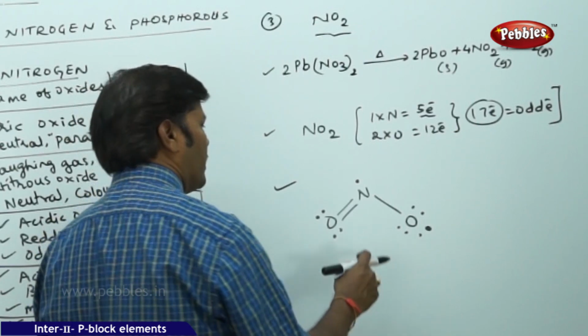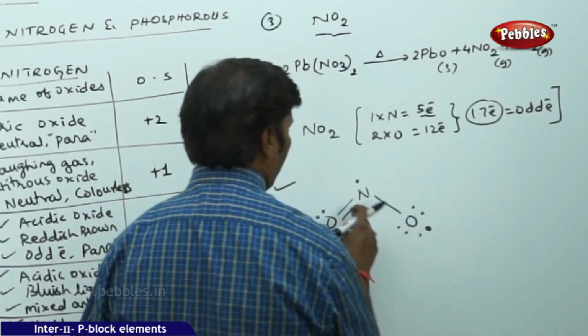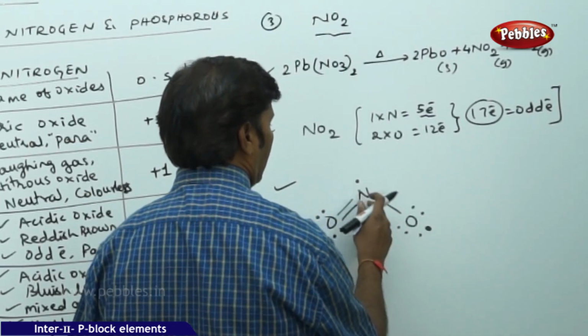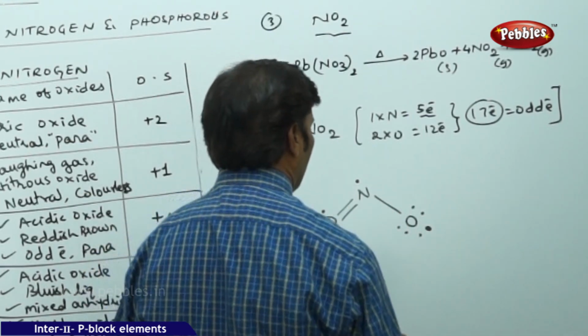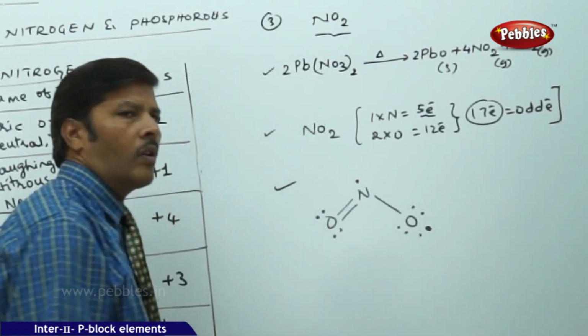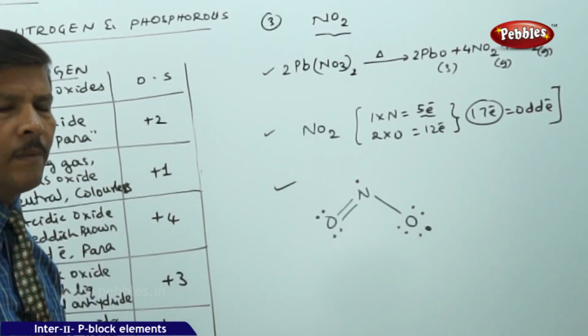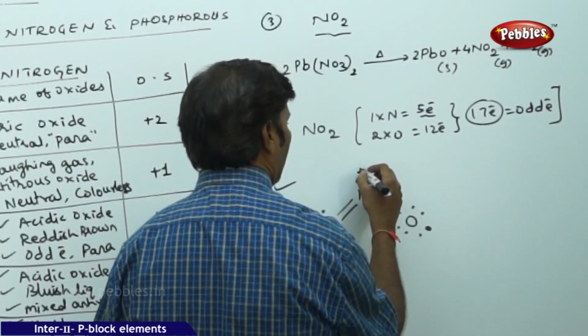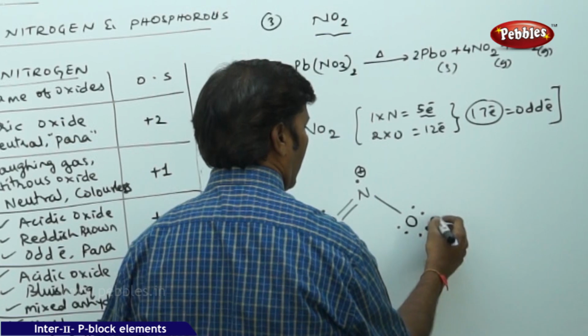So what is happening here is, on the left side we have a double bond, and on the right side we have a negative charge. Any one of the nitrogen or oxygen is going to become unstable in the Lewis electron dot structure. So I can say that here nitrogen can acquire a positive charge and oxygen can acquire a negative charge.